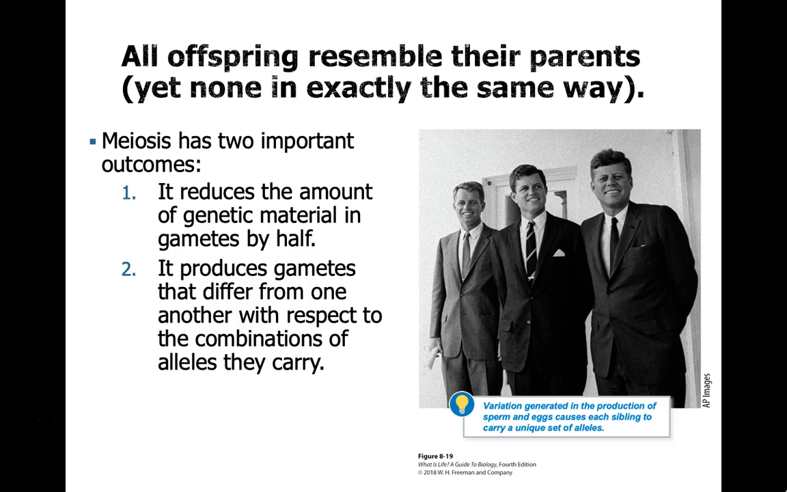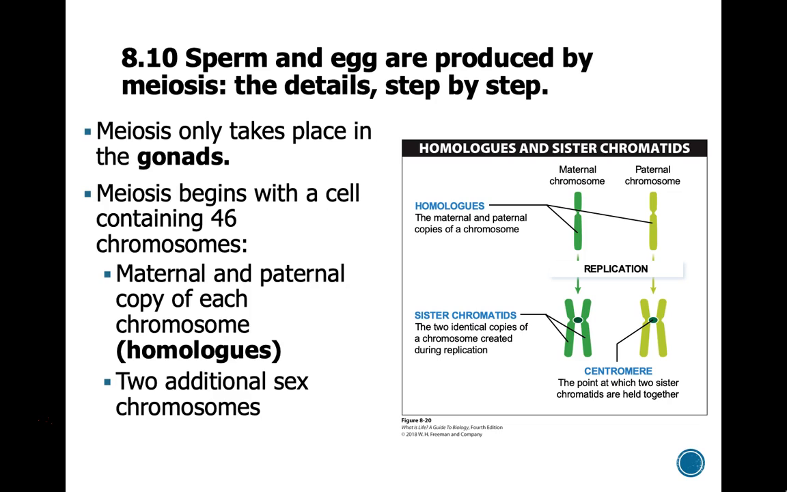So maybe they get grandma's brown-eyed and grandma's short stature, and maybe they get grandpa's blue eyes and grandma's short stature. So each gamete is going to differ just a little bit, but you're going to get certain combinations that stay together, which is why you get similarities, and you're going to get some differences, which is why siblings never look identical to one another.